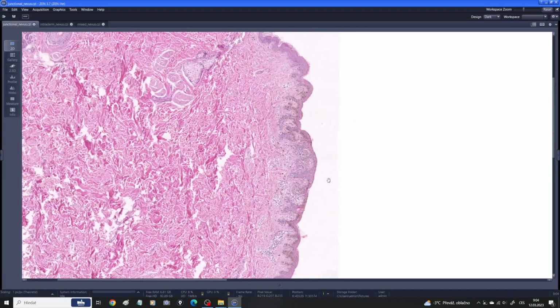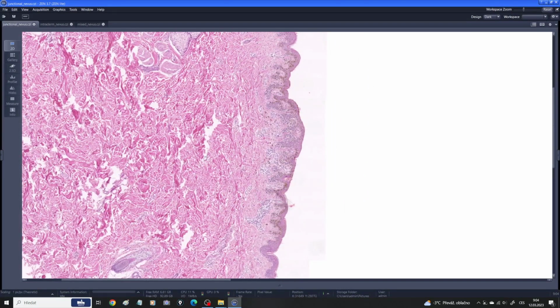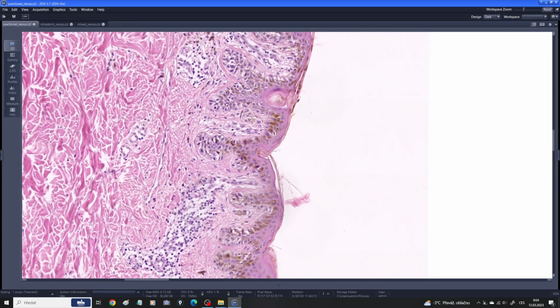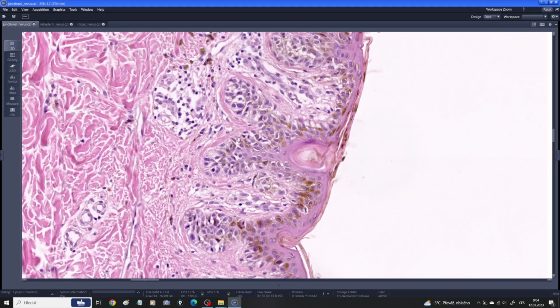So first of all, in this example, in this slide, we have an example of a junctional nevus. You can see that there is a proliferation of melanocytes in the junctional zone between the basal layer of keratinocytes and the epidermis.